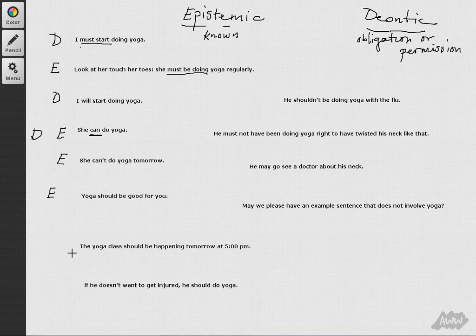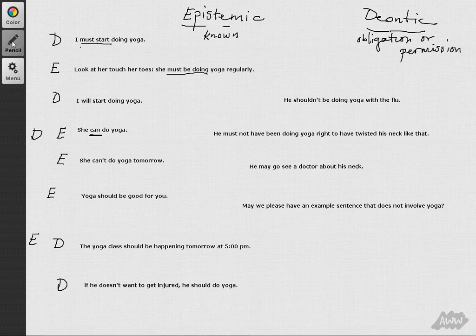The yoga class should be happening tomorrow at 5 p.m. Well, there is a way in which this is clearly deontic, right? Because the yoga class should be happening because they have an obligation to begin at that time. At the same time, given known facts that it's always happened at 5 p.m., we can interpret it as epistemic. If he doesn't want to get injured, he should do yoga. Well, that sounds more epistemic, right? That this is based on a belief.